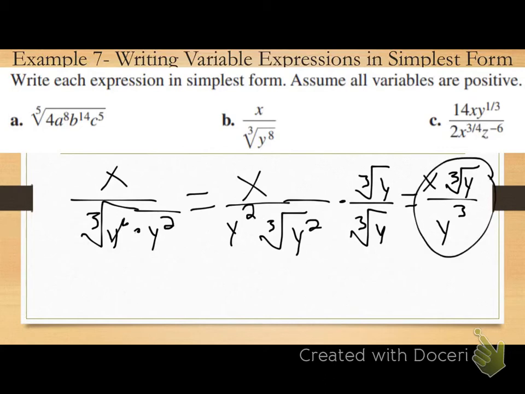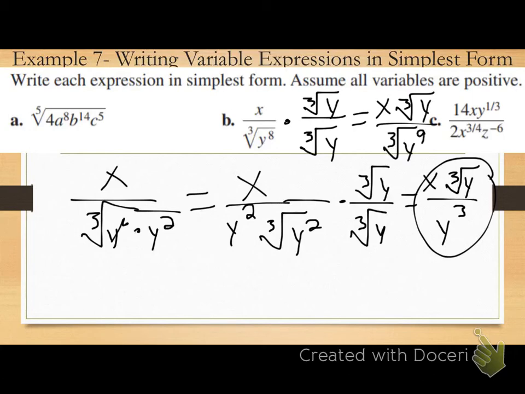There's my answer. There is a way I could have approached this that would have taken a little bit shorter time. I could have just started off by multiplying top and bottom by the cube root of y over the cube root of y. That would give me x cube root of y. And downstairs I would have gotten the cube root of y to the 9th, which is what? Y cubed. So you could have done it either way. Either way will work. Any questions on B?